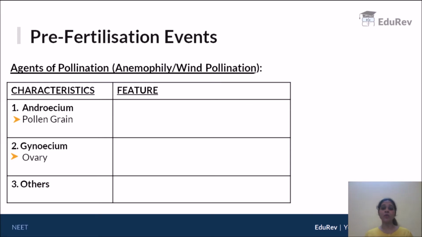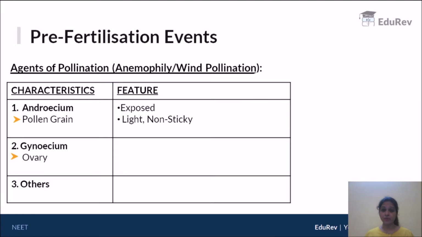Since we're talking about wind pollination, the anther must be projected outwards so that as wind blows, if the anther has dehisced, the pollen can immediately be taken up with wind. So the first thing we need to understand is that the androecium must be exposed. However, the pollen grain that it liberates must be light so that it can move easily with wind, and it must be non-sticky. It needs to be non-sticky because if it was sticky, even if the anther has dehisced, the pollen grain will not be released out into wind. So non-sticky is very, very important.